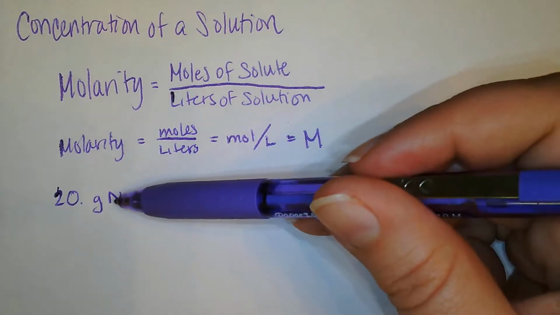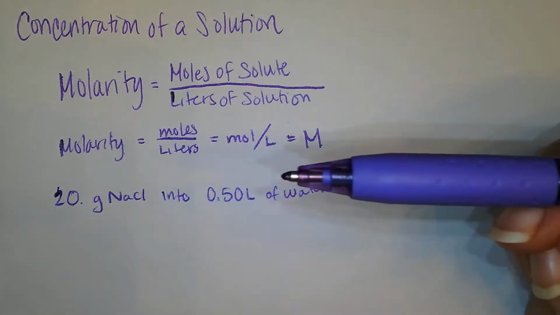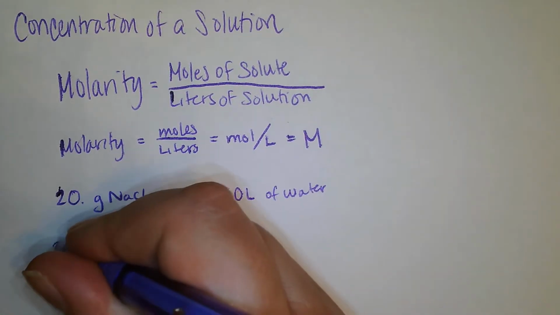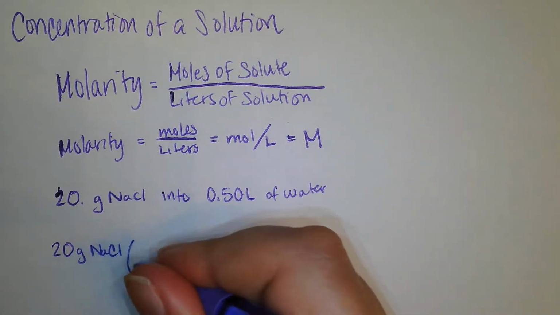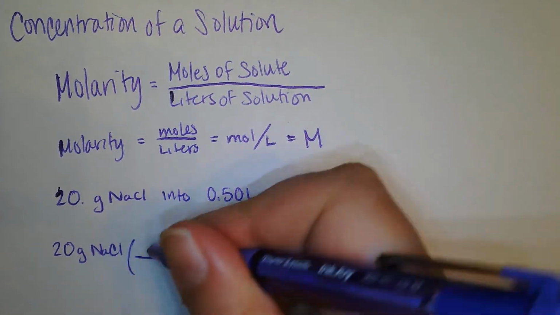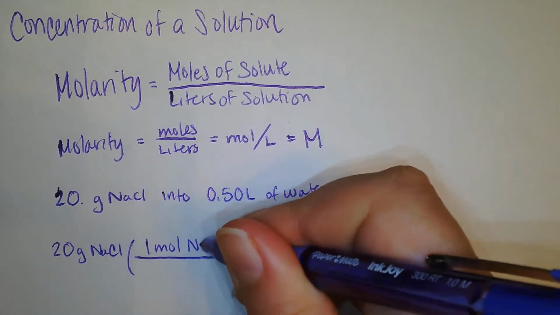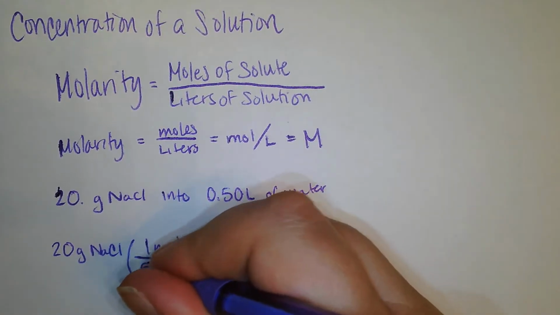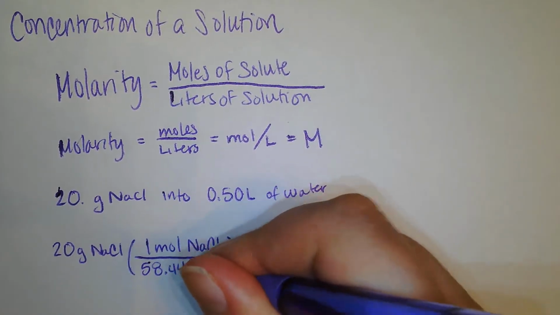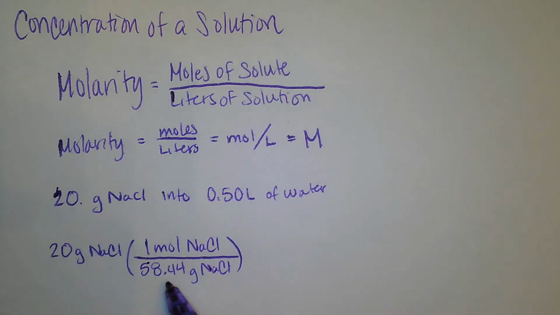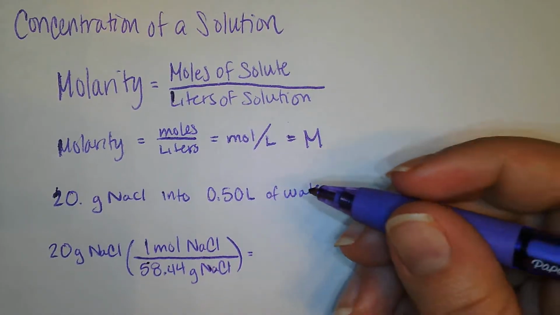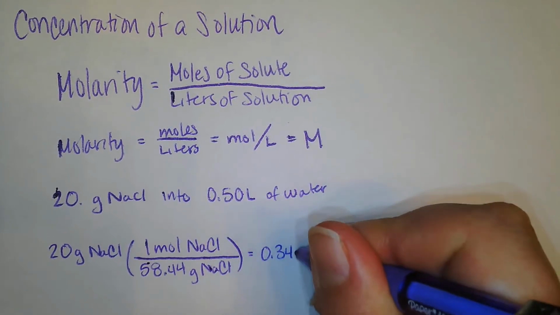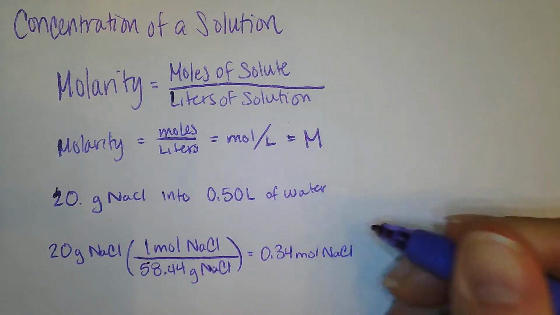Now we have liters, we don't have moles, but we can do a very quick calculation to convert that to moles. So we would go 20 grams of NaCl, and we would use our gram to mole ratio. On the periodic table, 1 mole of NaCl would be 58.44 grams of NaCl. I looked those up on the periodic table by adding 1 sodium and 1 chlorine together. You divide that out, 20 divided by 58.44, and we would get 0.34 moles of NaCl.